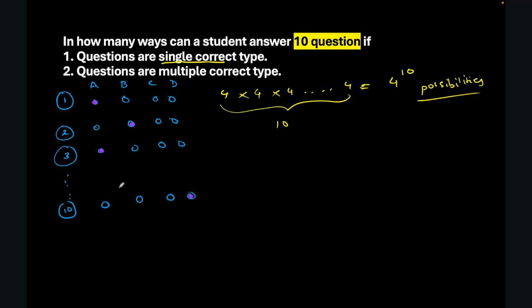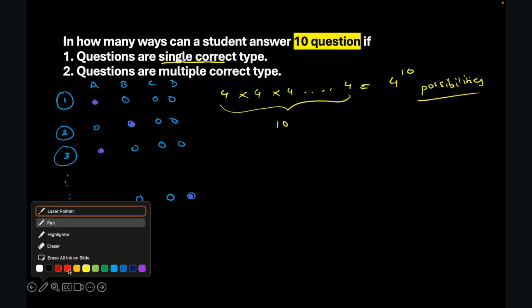That's a huge amount of possibilities. I mean, you already know 4 times 4 is 16, 16 times 4 is 64. Add another 4, you're at 256. Add another 4, you're already at 1024. So 4 raised to 5 is 1024, and then with another 1024, that's like a million possibilities right there. Got it? Now, second part.